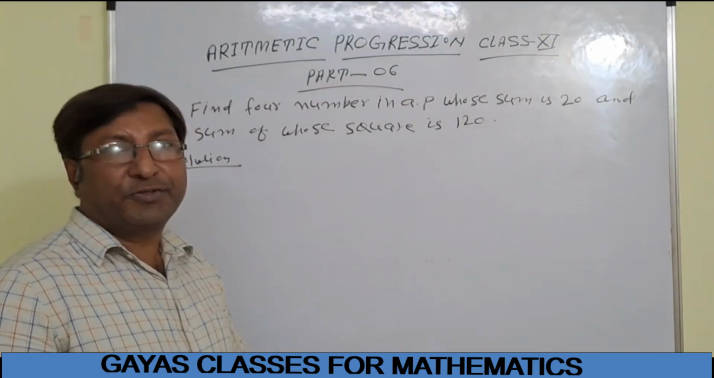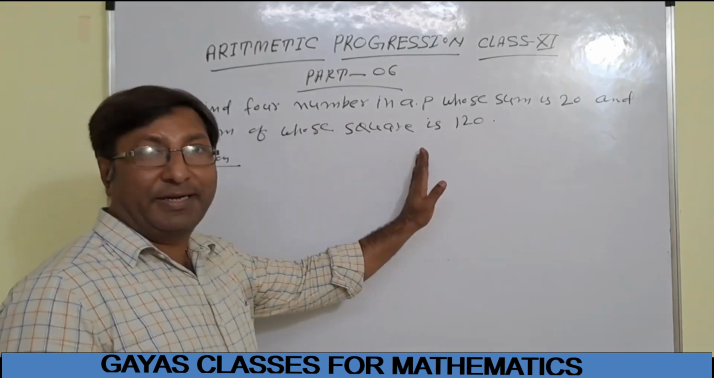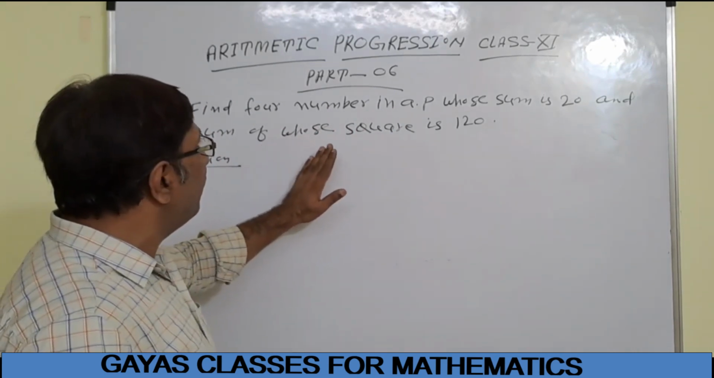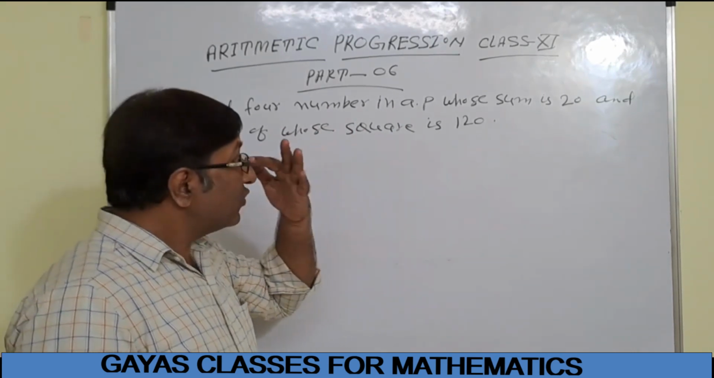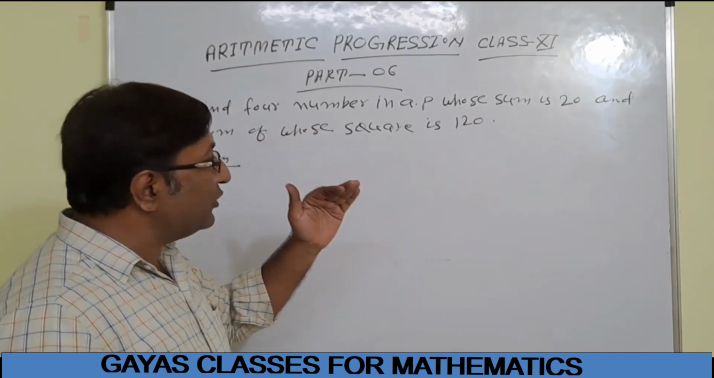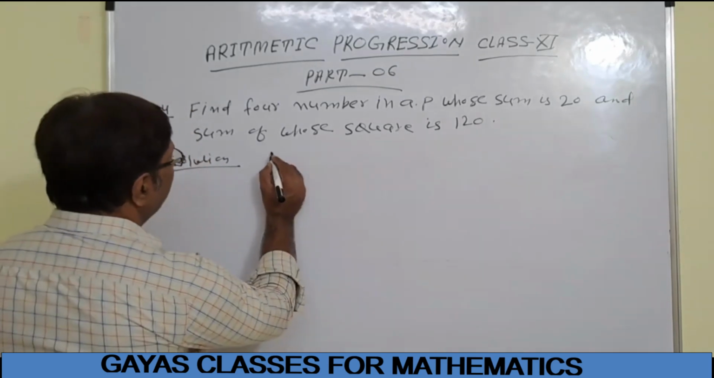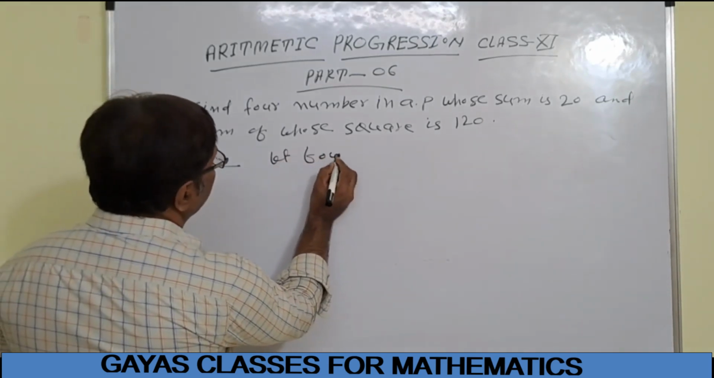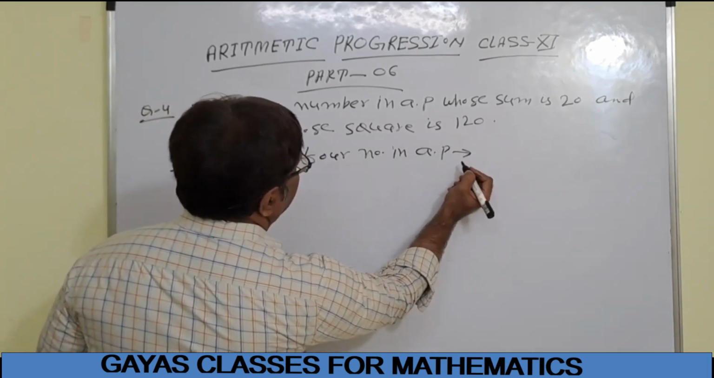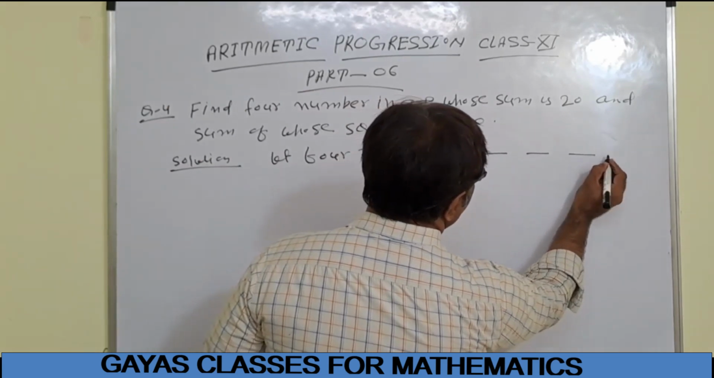Now see question number 4. Fourth question is: find 4 numbers in AP whose sum is 20 and sum of whose squares is 120. So again we need 4 numbers in AP. First you assume, let 4 numbers in AP be 1, 2, 3 and 4.